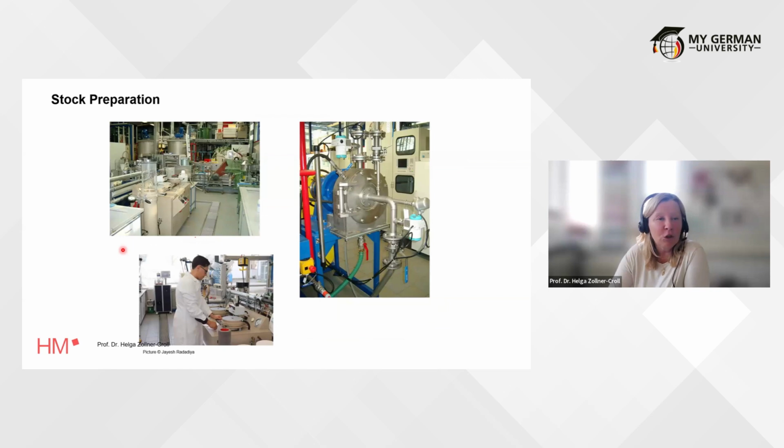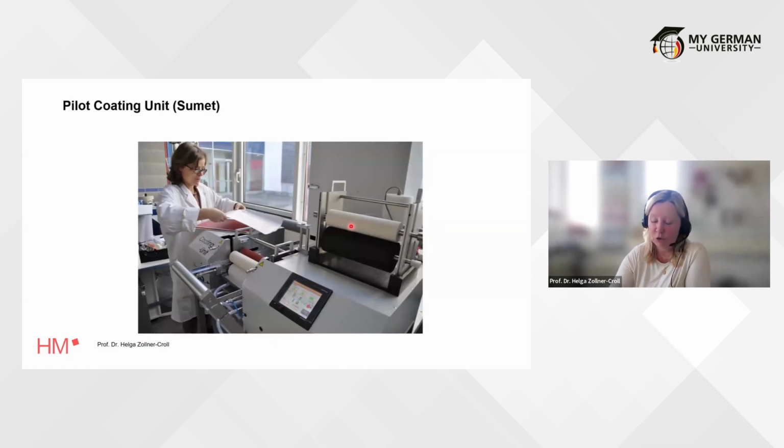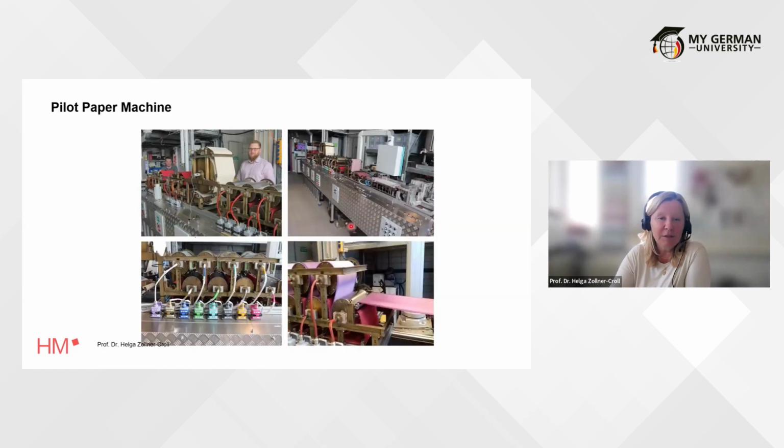But we also have a good stock preparation area. So you can see here on the right, we have really pilot plant scale equipment. Here you can see a refining device where you can run big batches and prepare them in order to have a coated material or to produce your own paper on our little pilot plant paper machine. Yeah, this one is used every winter semester for our master students. They have then their project to produce our Christmas cards.